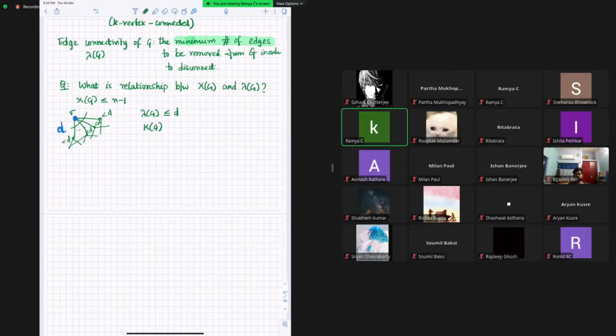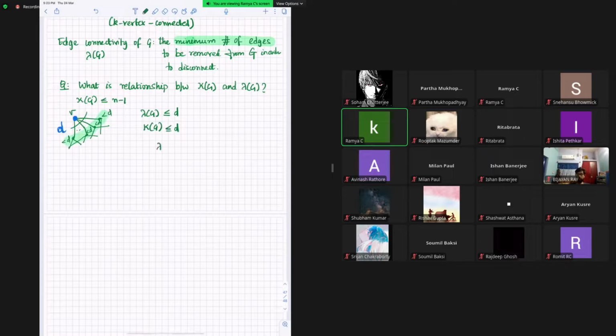No, so for kappa of G, you are supposed to remove the vertices, right? Okay, so you can remove all the vertices incident to v. Correct. So you can remove all the neighbors of b. That's what you're suggesting, right? Correct. You can just remove all these vertices. There are d of them. And this will disconnect b from the rest of the graph. So the graph is disconnected. So kappa of G is at most d. So n minus 1 is a very loose bound.